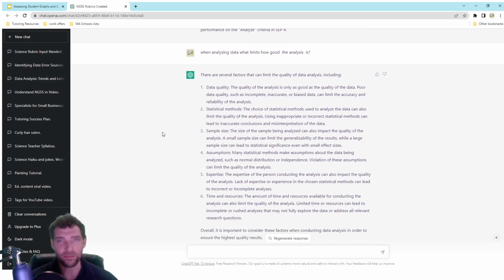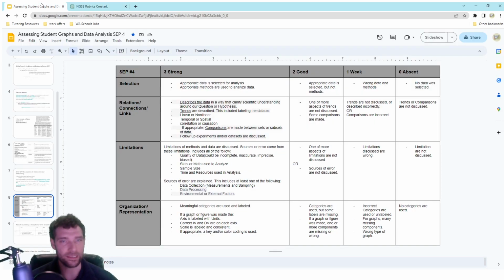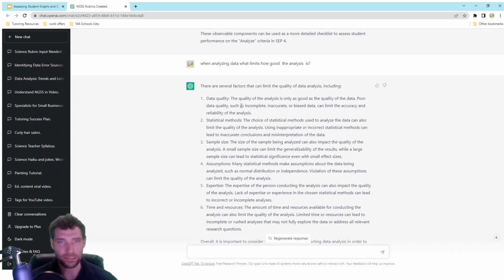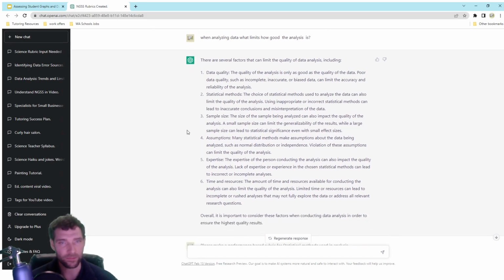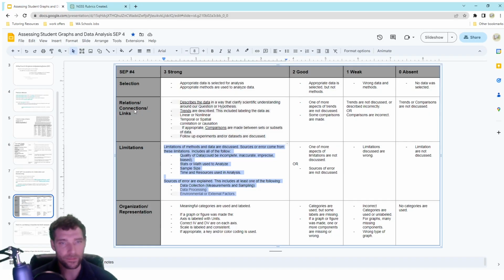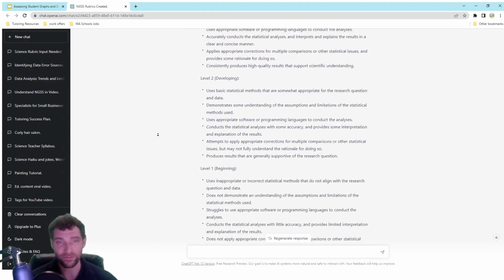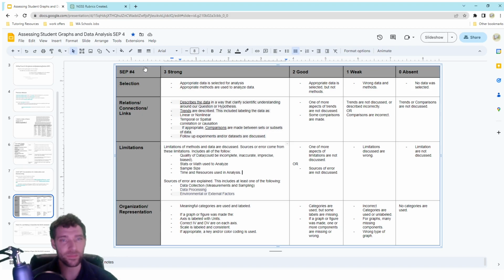And then I was like, okay, what limits how good the analysis is? The limitations it listed, I used to inform what I filled in there. You can see sample size, that kind of stuff, and time and resources used in the analysis, all of that is directly pulled from what it said here. So I really did like a lot of the criteria that it was giving me. It was just not quite right.